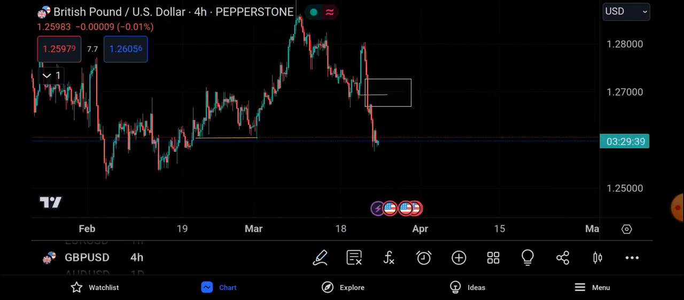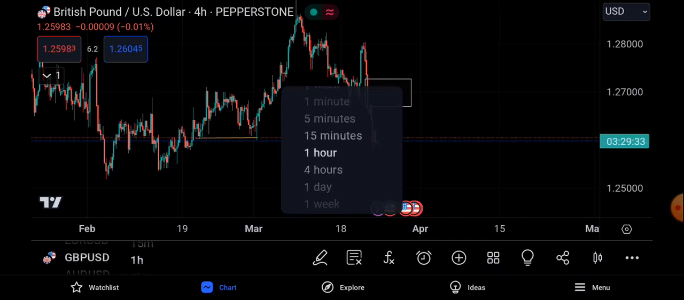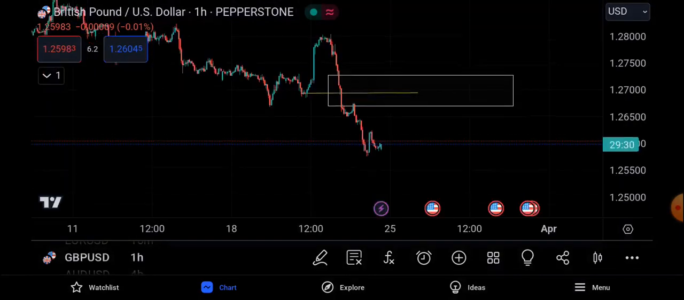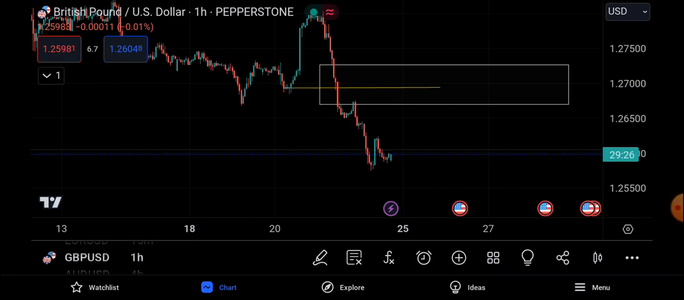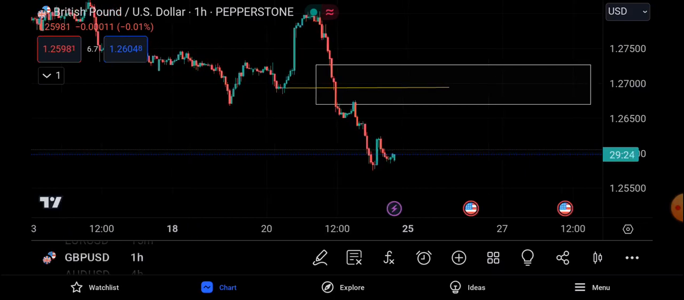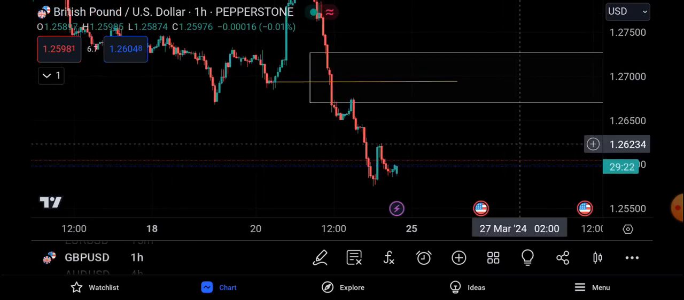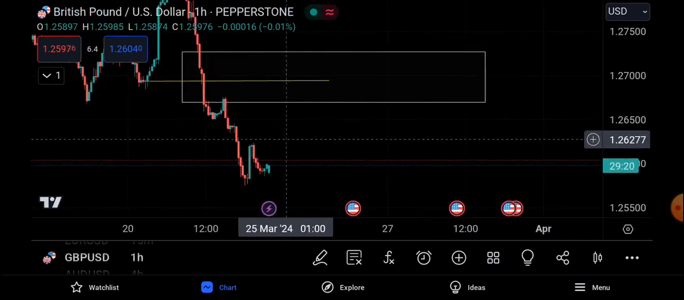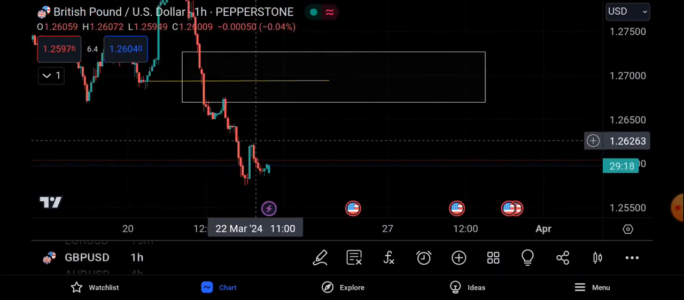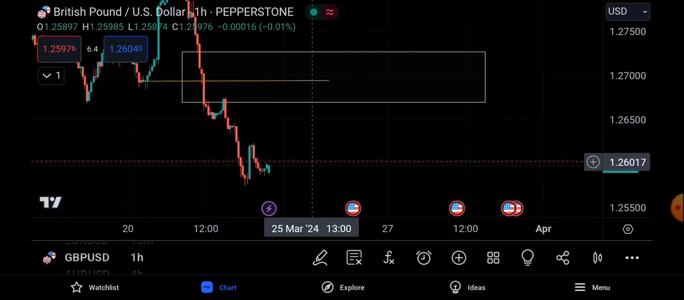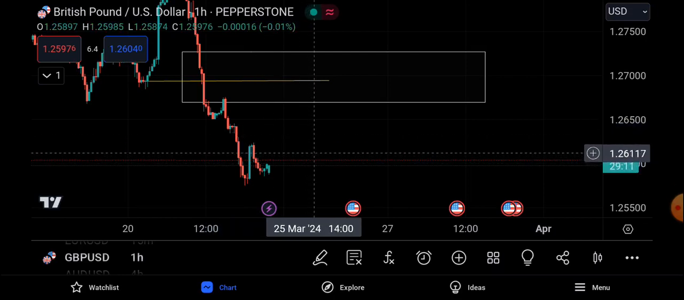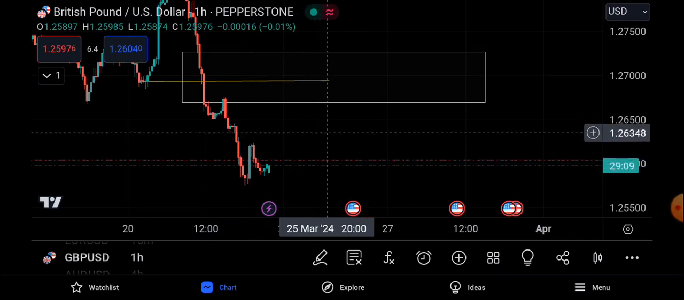So let's move down to the 1 hour. Yeah, that looks about right. So on the 1 hour, I would like to see a break or market structure shift above this and pull back into some kind of fair value gap down here, or an order block, and then push into here.